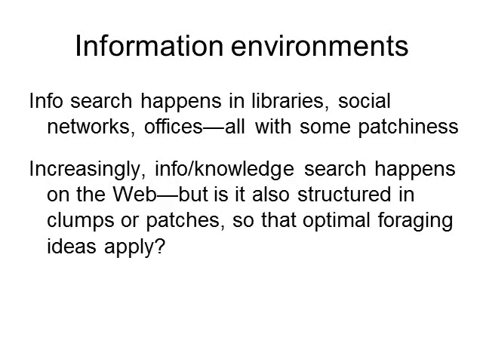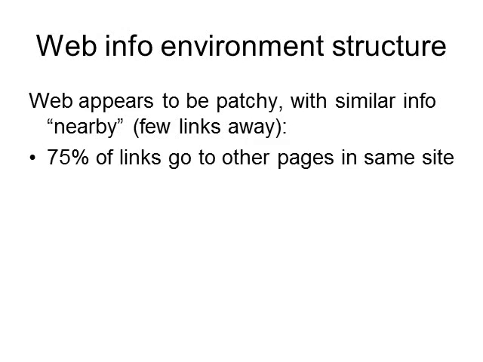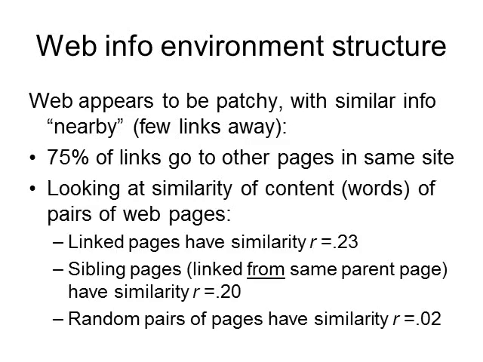So Bernardo Huberman and others have found that information on the web looks like it is patchy, in that there's similar information near to a given page that you're on, where near means not very many links away. If we look at the similarity of information between pages that are linked to each other, it's around, at least when this was done, correlation similarities of around 0.23. Sibling pages, that is, both children of one common page, also have high similarity, but random pairs of pages have almost no similarity.